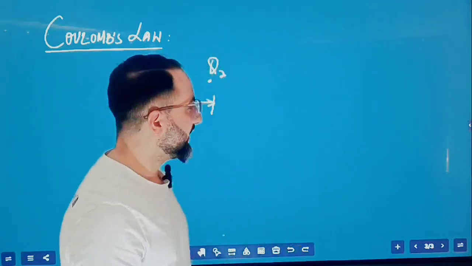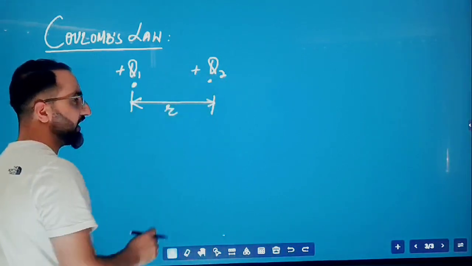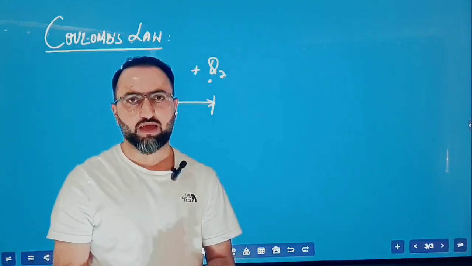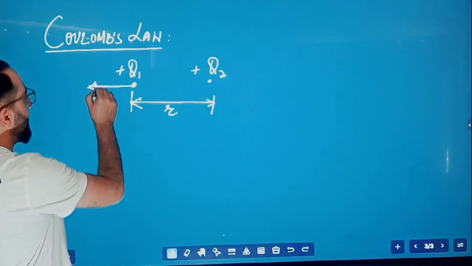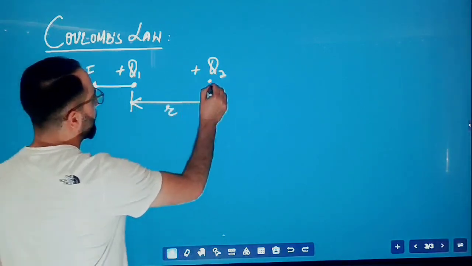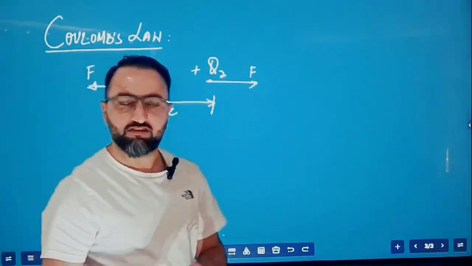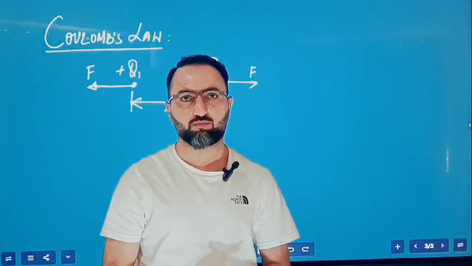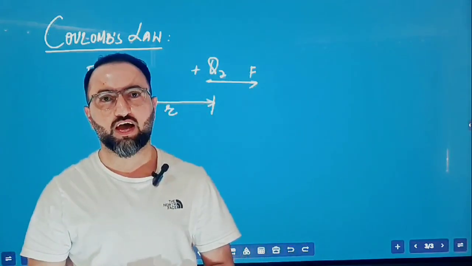Now let's assume that this is a positively charged particle and this is also a positively charged particle. So will they repel or attract? They will obviously repel, because they are like charges. Now there is a force on this one, that's F, and a second force on this one, that's F. The magnitude of these two forces must be exactly the same. Simple reason: to every action there is an equal and opposite reaction. Or we can say that Coulomb's law obeys Newton's third law of motion.